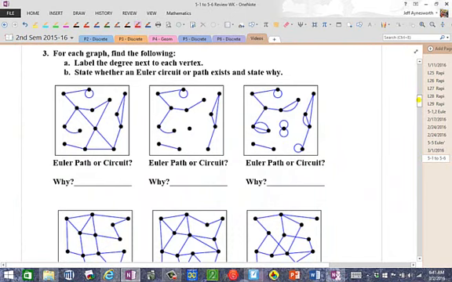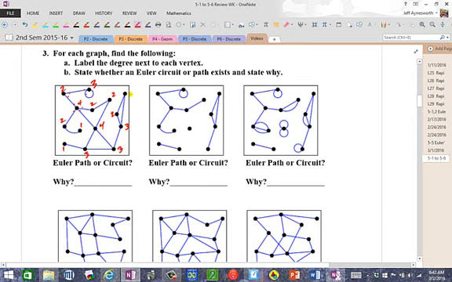All right, so the first one here, we want to label the degree next to each vertex and state whether it has a circuit or a path and state why. Okay. So degree 2 here. 1, 2. This one has 1, 2, 3. Degree 3. Degree 4. Degree 2. Degree 1. Degree 2. 4. 1. 3. 3. 3.